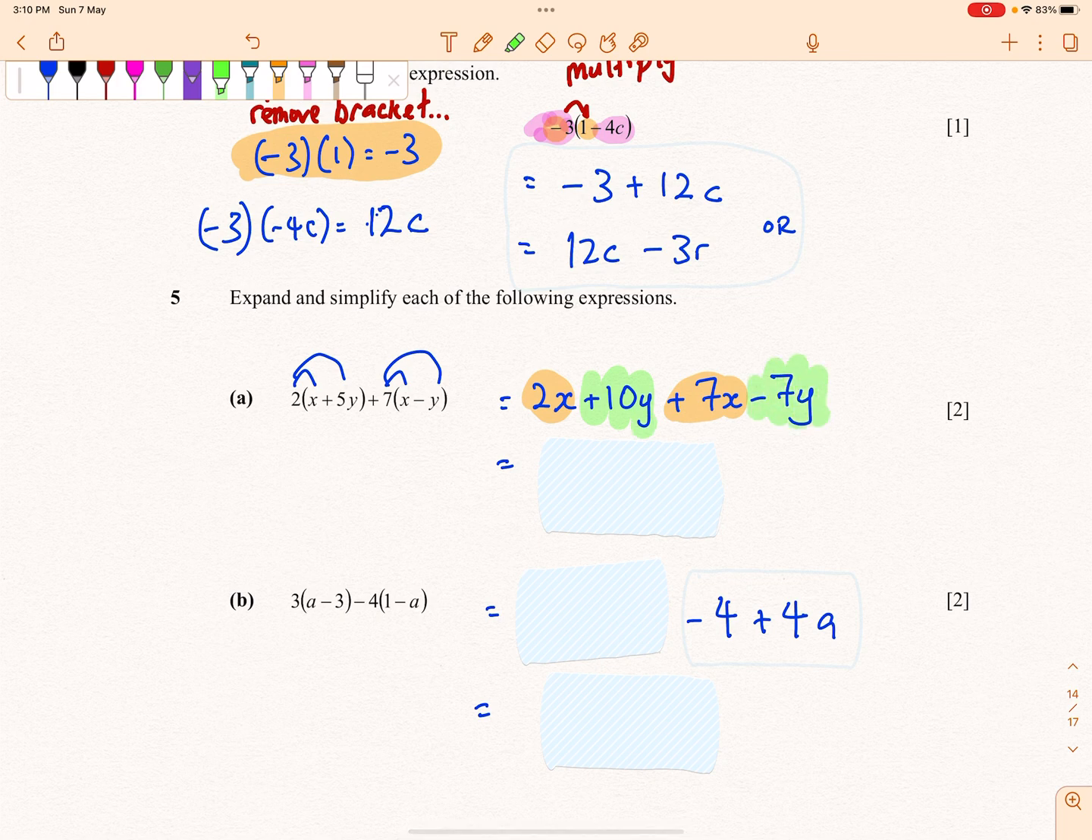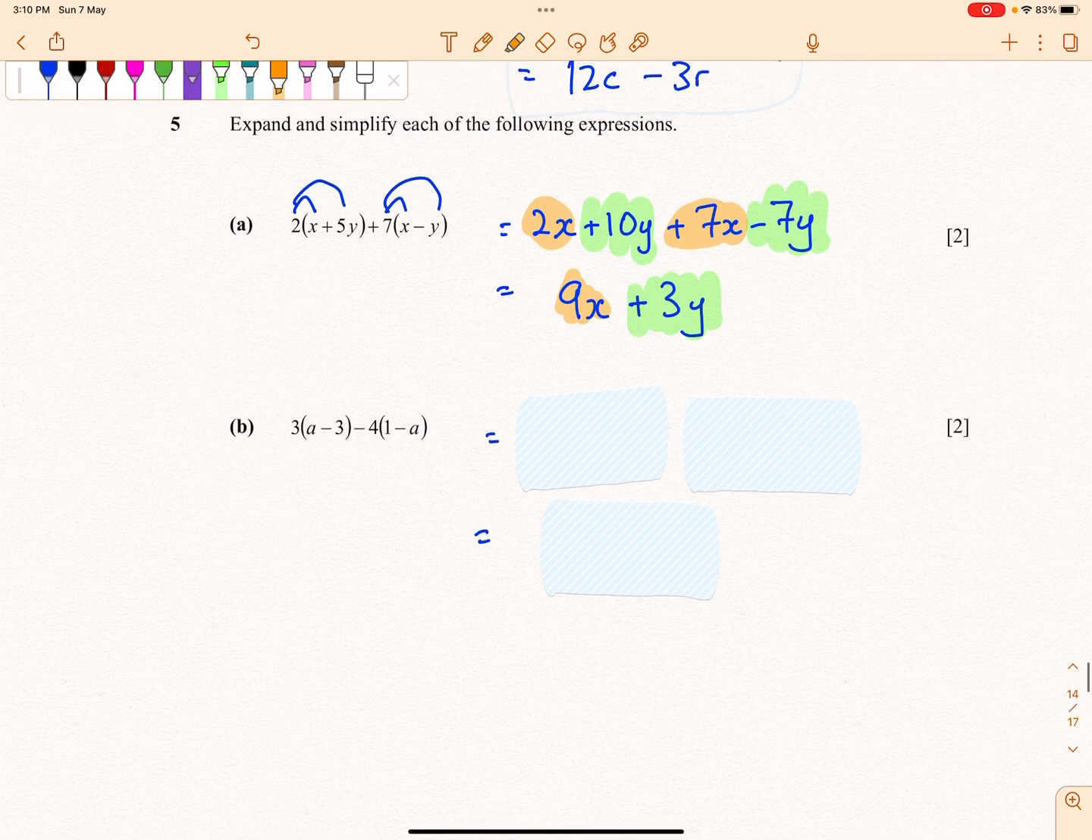10y minus 7y. This will give you plus 3y. Alright, so you have to be able to group the like terms correctly. Okay, now let's look at 5b.